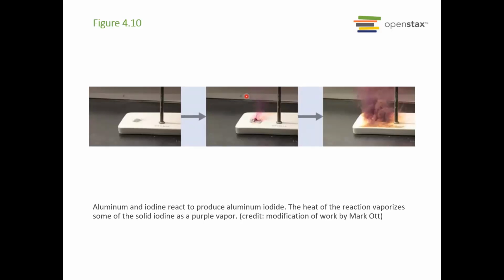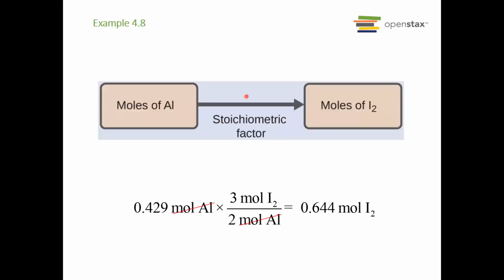With this reaction, aluminum and iodine are both going to be solids. But this reaction produces so much heat that you actually vaporize the iodine. That's why you're seeing the purple vapor on the right-hand side there.